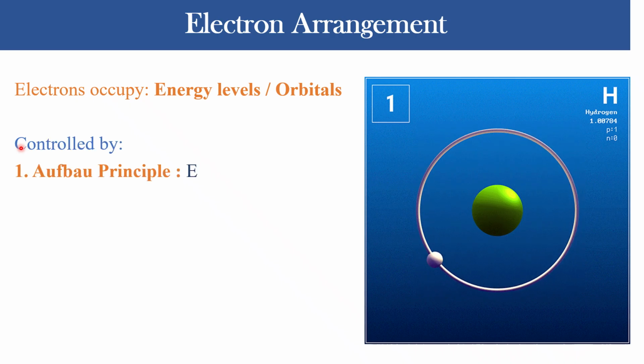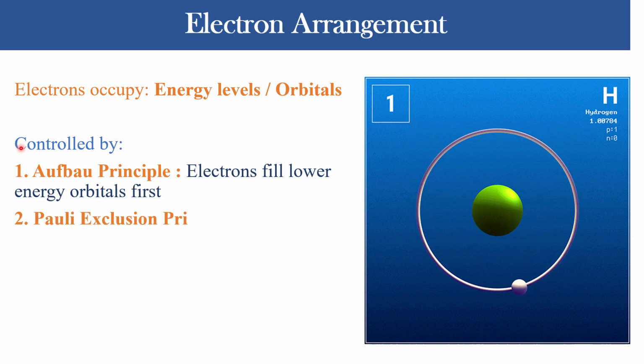Number one is the Aufbau Principle. Aufbau is a German word meaning building up. It states that electrons first occupy lower energy orbitals before moving to higher energy orbitals. Nature always prefers the minimum energy condition, therefore electrons fill the most stable available positions first.